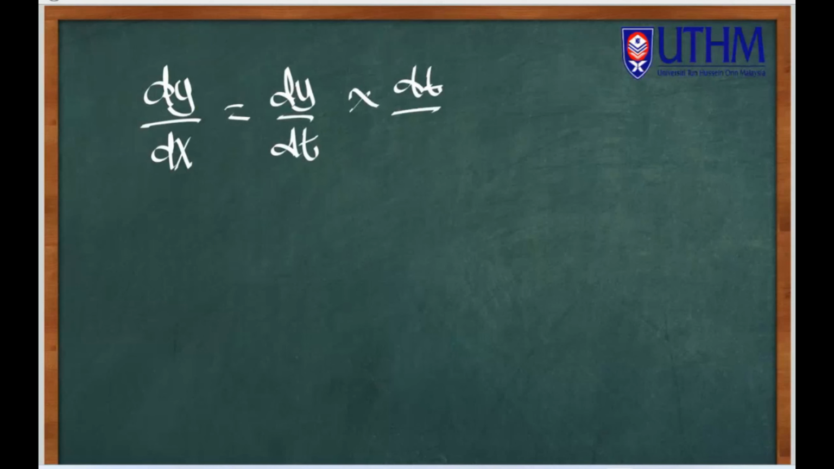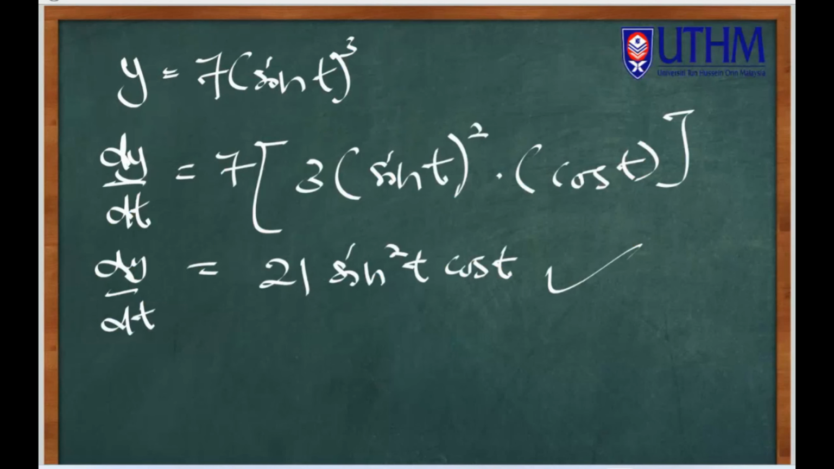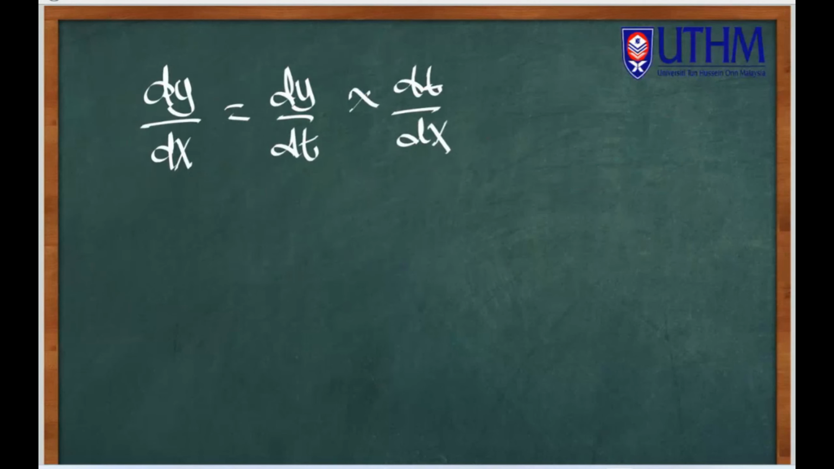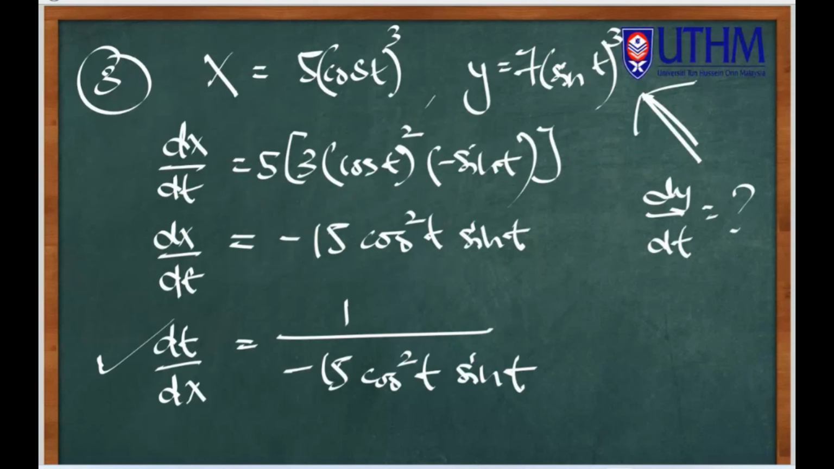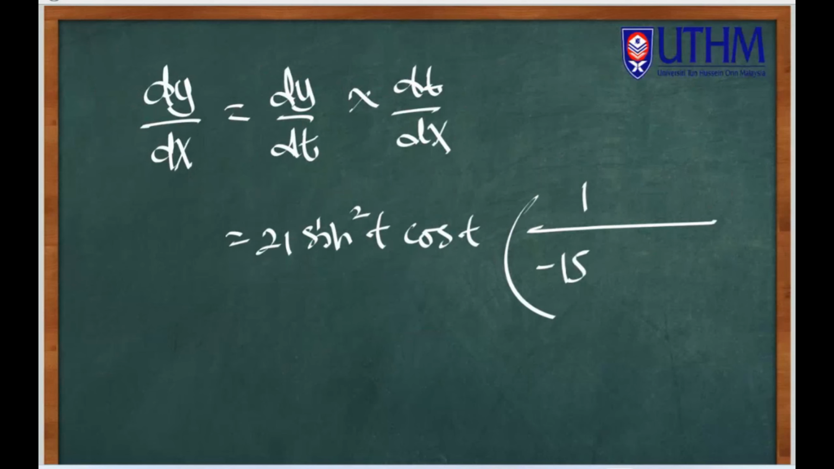Now we have already found dy/dt. As we know, the formula is dy/dx equal to dy/dt times dt/dx. Our dy/dt is 21 sin squared t cos t, so we just write back 21 sin squared t cos t, multiplied with dt/dx. Our dt/dx is 1 over negative 15 cos squared t sin t. Here we cancel off cos t with another cos t, and sin t with sin t.